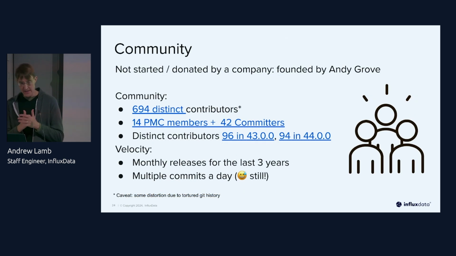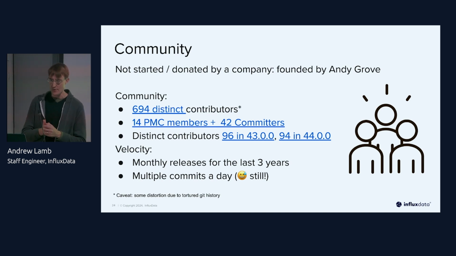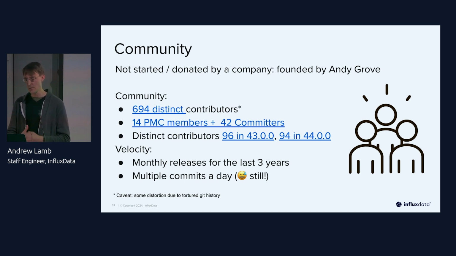In terms of what that's actually generated, the Git history is a little tortured. So while the Git history will tell you there's like 700 distinct committers, I think the real number is more like 500. But that's still a significant number of distinct individuals who contributed to this project over the course of, I think, 8 years or so.